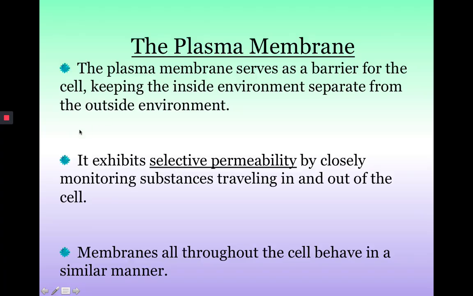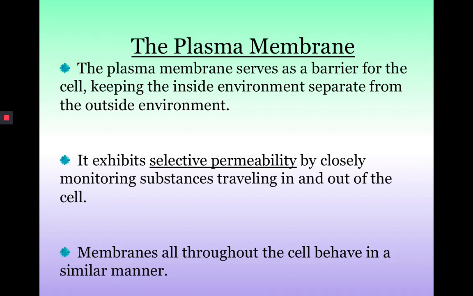So the plasma membrane serves as a barrier for the cell, keeping the inside environment separate from the outside environment. You can't do homeostasis if you don't have an environment that is separate and distinct from the outside environment. Now, we know that the plasma membrane exhibits selective permeability, also known as semi-permeability, by closely monitoring substances traveling in and out of the cell. This is due to the phospholipid bilayer's structure.